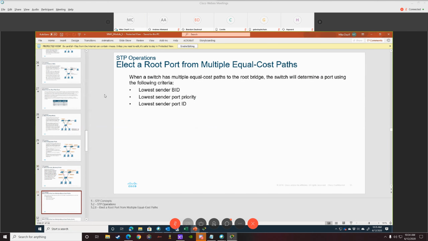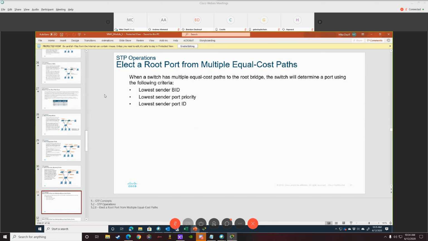Electing a root port from multiple equal costs. That's a good question. When a switch has multiple equal cost paths to the root bridge, the switch will determine a port using the following criteria: lowest sender BID, lowest sender port priority, lowest sender port ID.